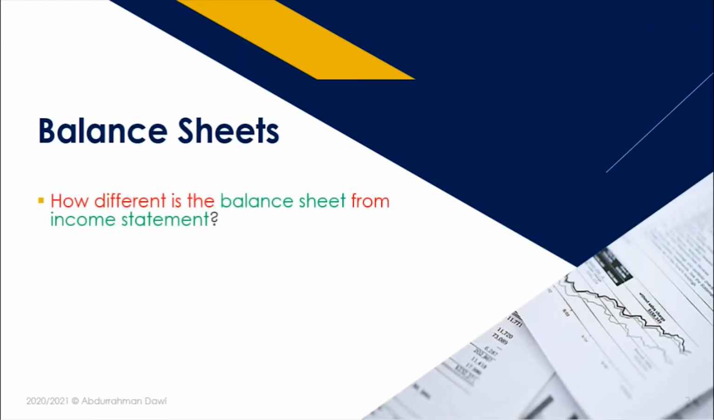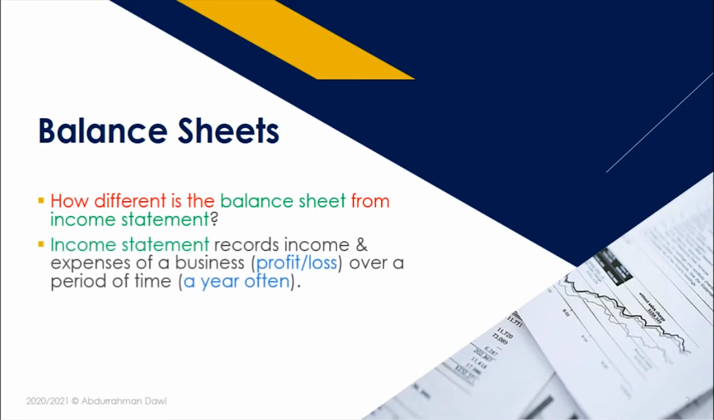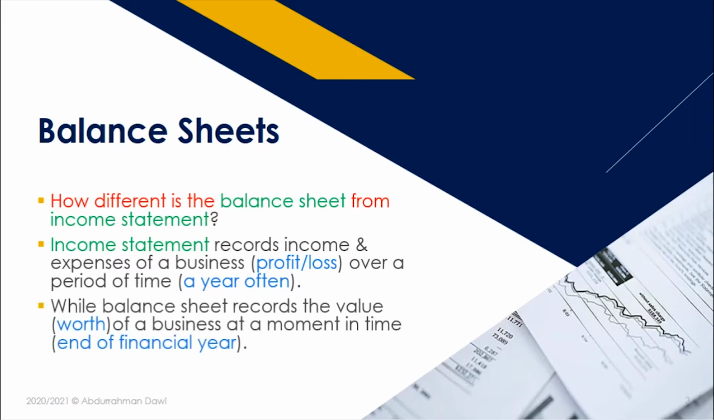So the question is this: what is the difference? How do we distinguish the balance sheet from the income statement? The income statement records anything regarding the income or the expenses of a business. So it gives you the details regarding the profit or the loss over a period of time, like a year or 2 years, most of the time. So it's a calculation that is made over a period of time. Opposite to that, the balance sheet records the value of a business at a specific moment of time, like at the end of the financial year, for example. This is the difference between the balance sheet and the income statement.